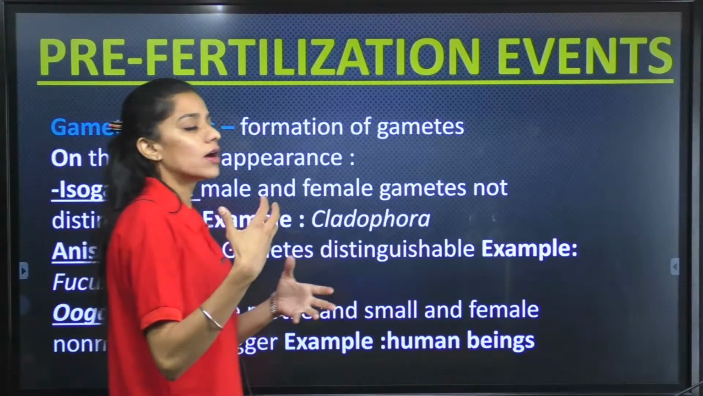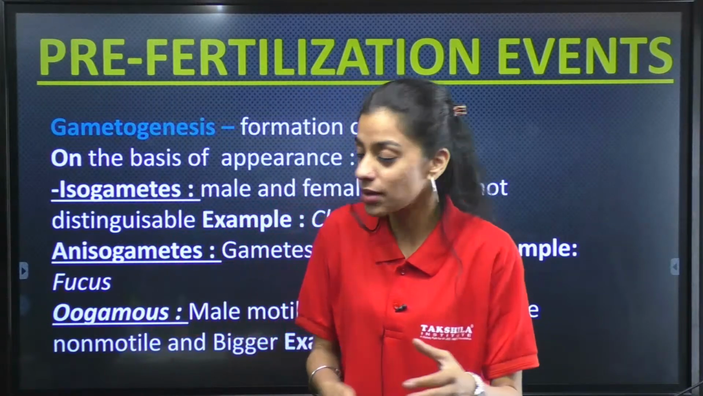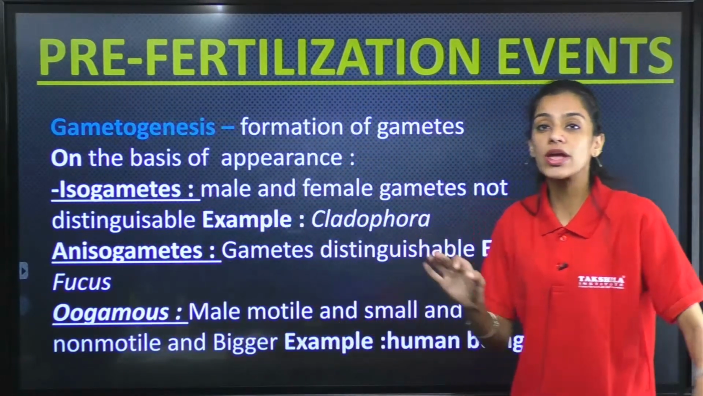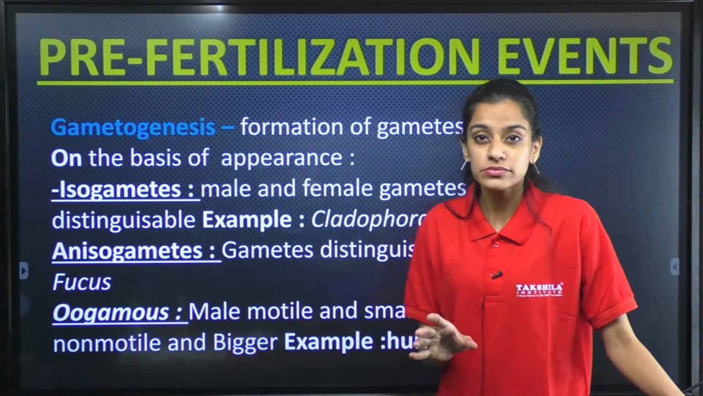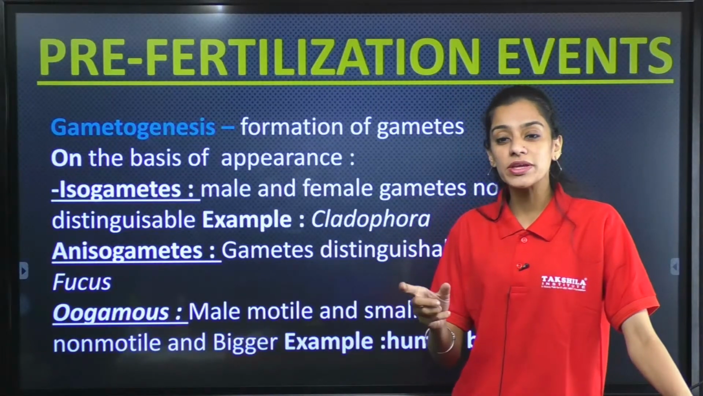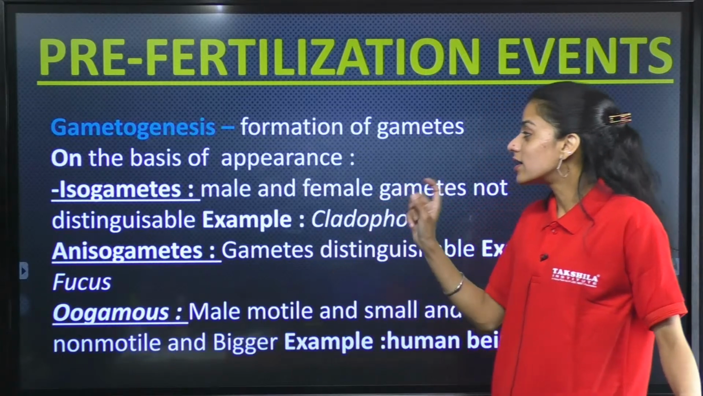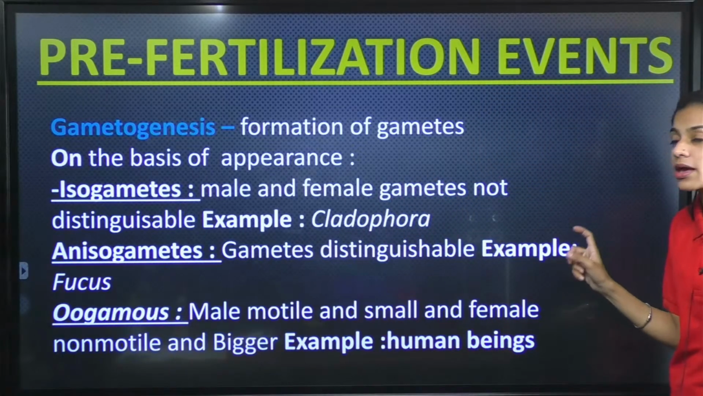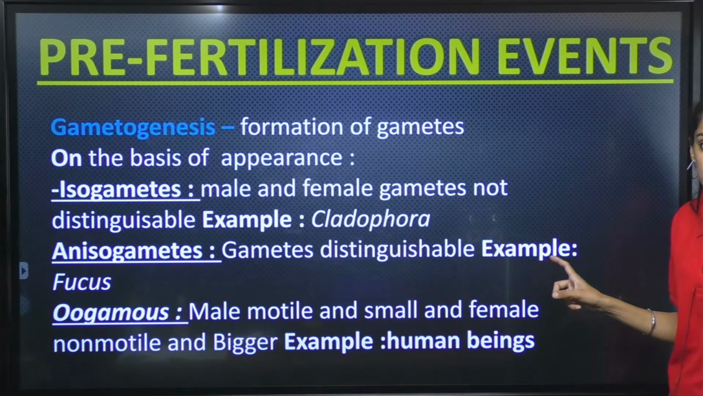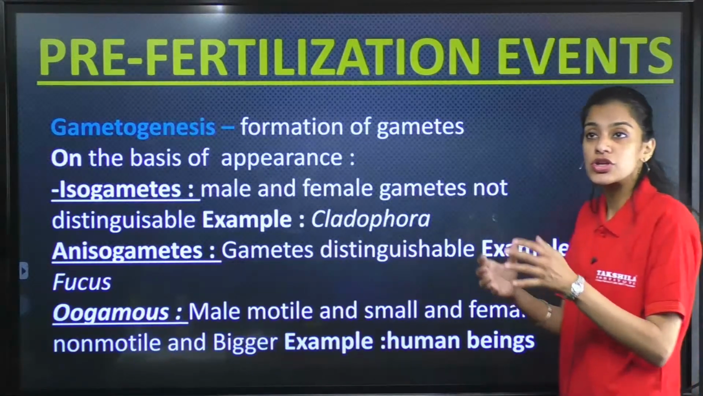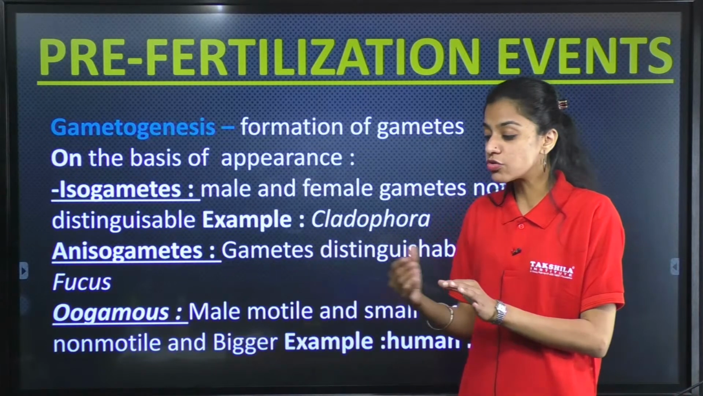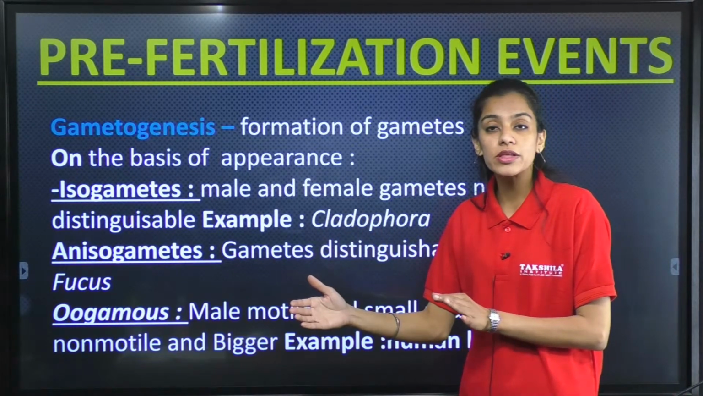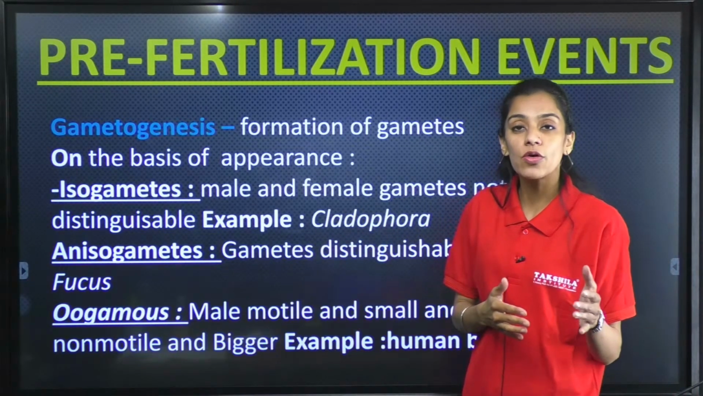Oogamous या हम कह देते हैं oogametes. So let's come to the first, that is isogametes. Iso का मतलब होता है same. Right, so iso means which have the same. So अगर male and female gametes are not distinguishable, that means they cannot be distinguished. We cannot say that okay, there are two gametes and we are not able to differentiate which one would be of one parent and which would be of the other parent.